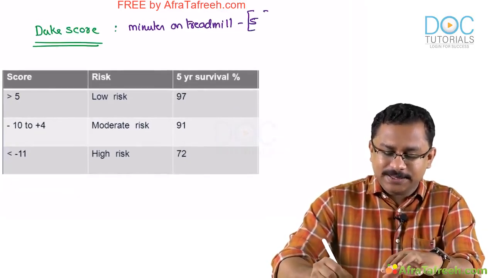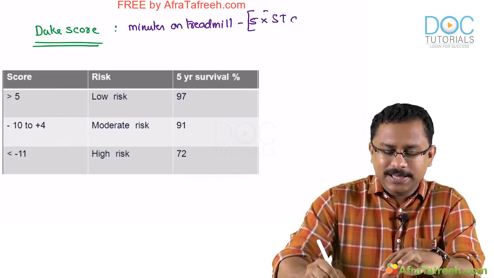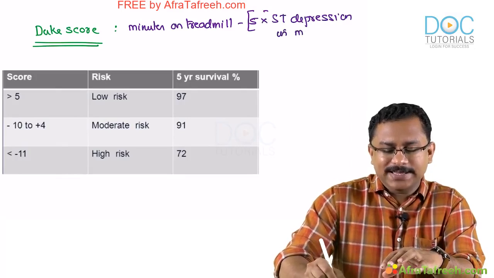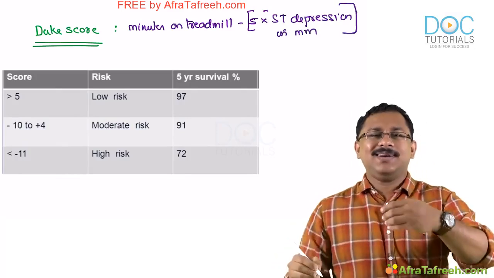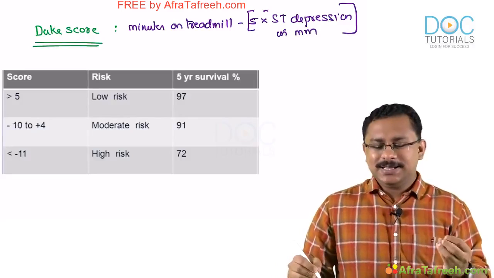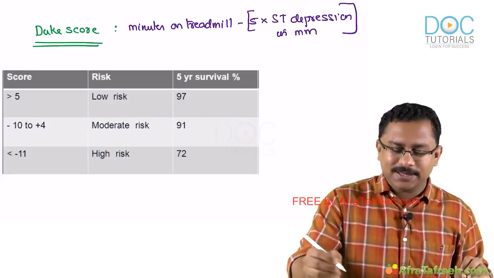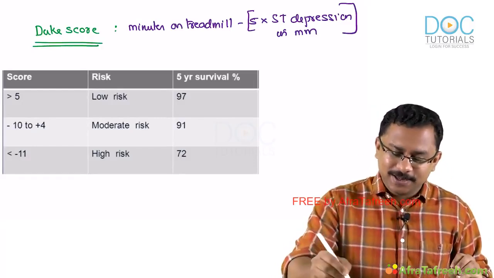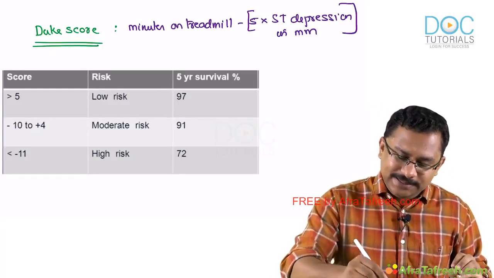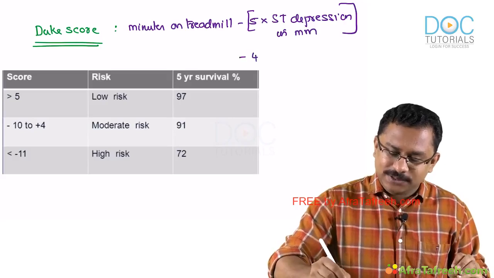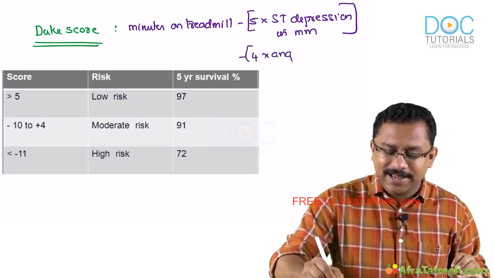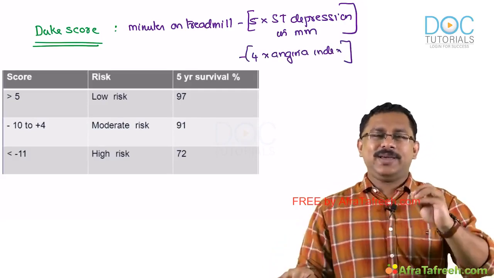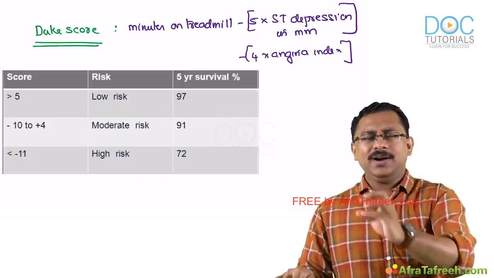the ST depression in millimeters, because you can have ST depression associated with a treadmill test, a positive test. So you see what the ST depression magnitude is, and 5 times the ST depression in millimeters, and again minus 4 times the angina index. There is an entity known as the angina index, where you have scores of 0, 1, 2.